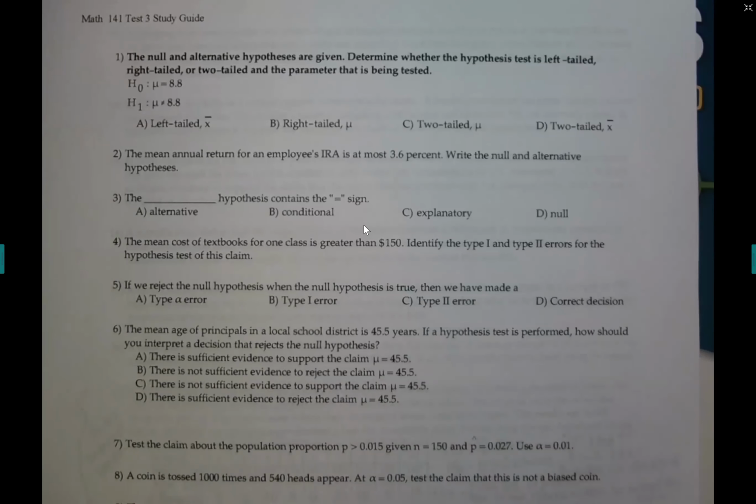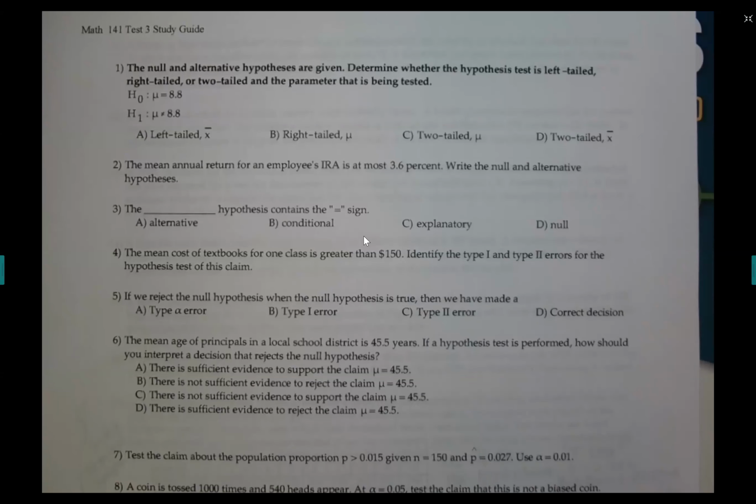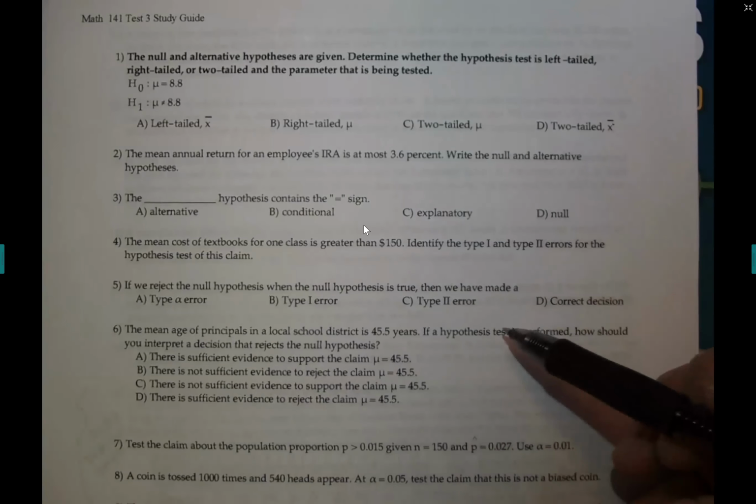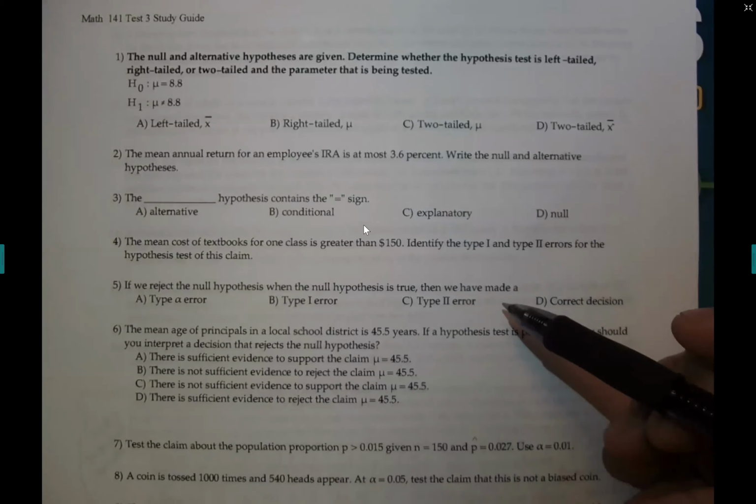What would be the correct answer? Two-tailed. Which one, C or D? C. What about D? D is wrong, guys. Why? Because we're testing, it says here you are testing the sample mean. We never test the sample mean. We always test the population mean.